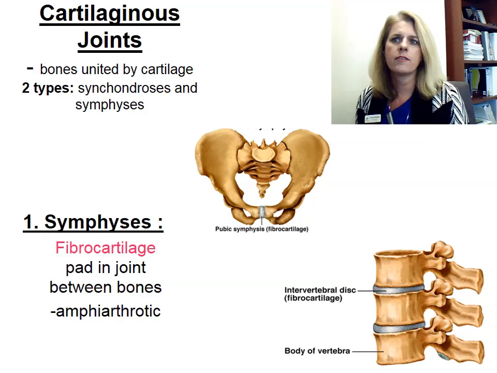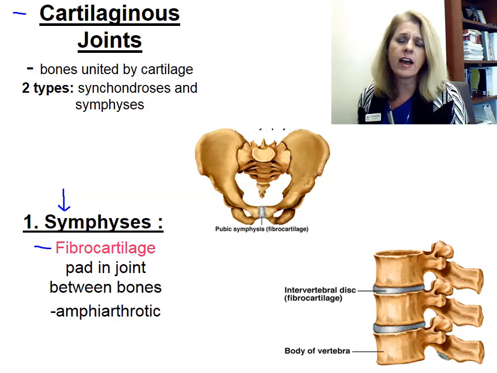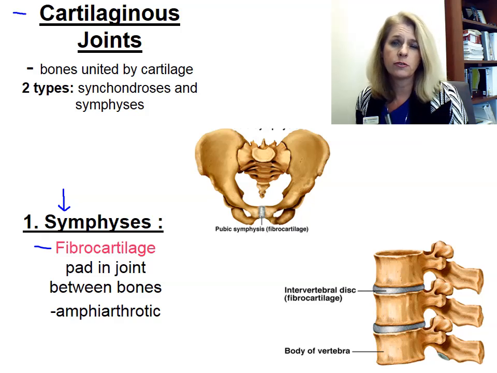You also have cartilaginous joints. This is the type of joint that's formed using cartilage. The types of cartilaginous joints are synchondrosis and a symphysis. The first one we're going to talk about is the symphysis, and this is a fibrocartilaginous joint. You use fibrocartilage, and whenever you use fibrocartilage, that is a really tough joint.